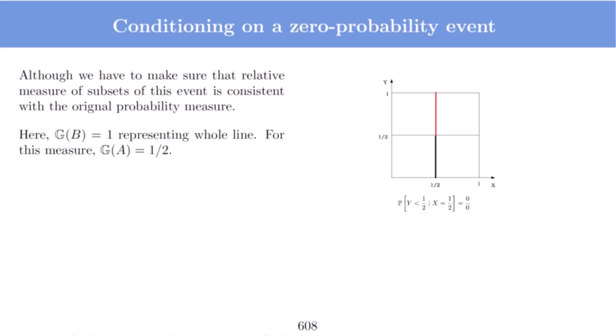And we have to make sure the relative measure of subsets of this event is consistent with the original probability measure, because that was uniform. That is why we have also taken a uniform measure. If the original point process was not uniform, then you could take a different 1D measure, which can be computed similarly using the length, using a limiting argument.